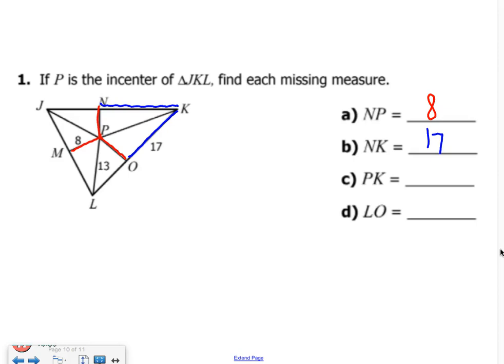What's this right here? What did we say NP was? 8. What kind of an angle's right here? Right. All right. And that's 17. So what can we use? Pythagorean theorem.